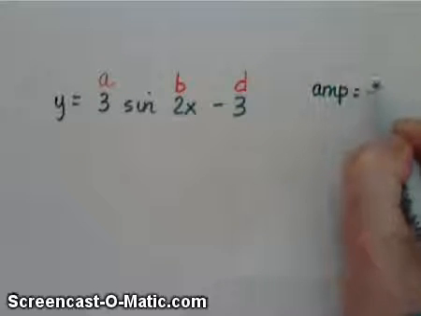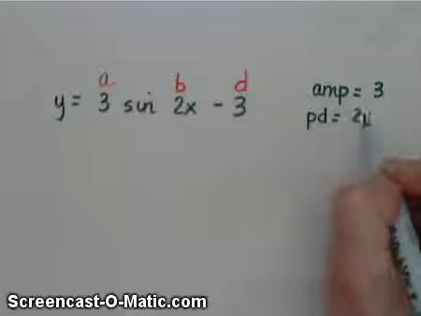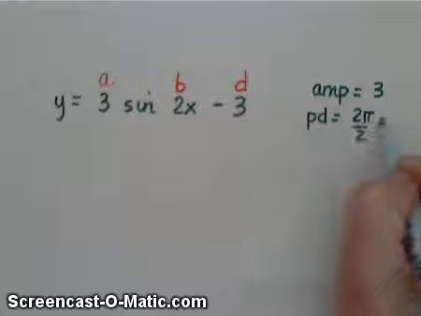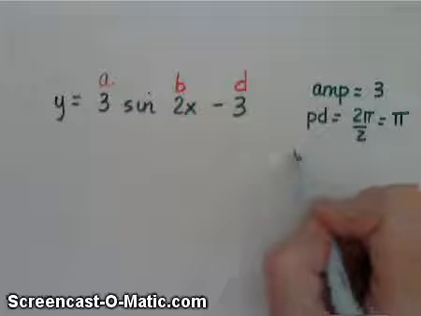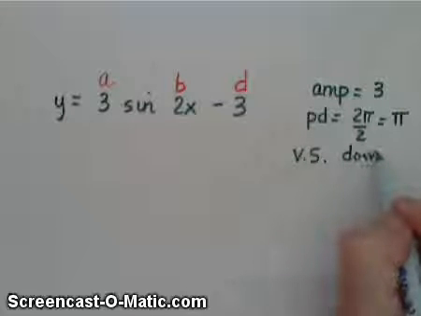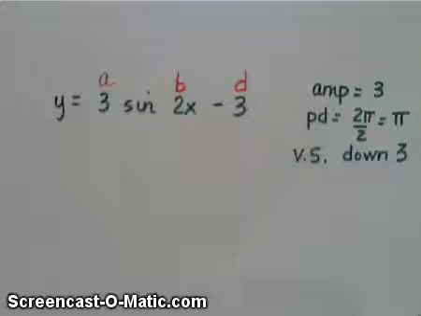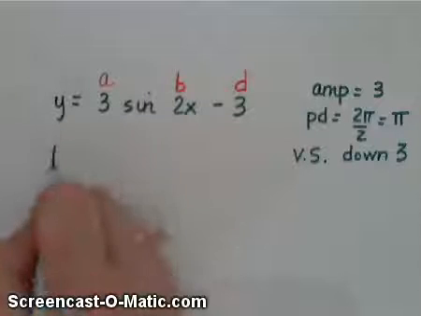So let's write down our information that we know. Our amplitude is 3. Our period is 2 pi divided by 2, so it is plain old pi. And we have a vertical shift down 3. Does everybody see why it's down? Because it says minus 3. So let's go through the process that we're going to go through.